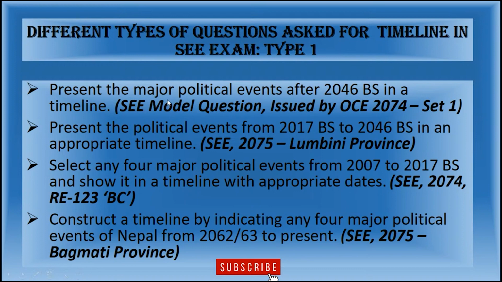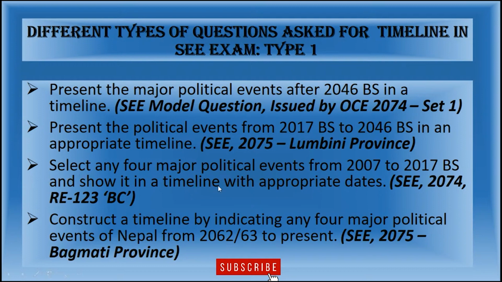Now you have to present the political events after 2046 BS in a timeline, meaning you can select four political events and show them in a timeline. This is the SEE model question issued by OCE 2074 set 1. In the same way, a similar type of question is here: present the political events from 2017 BS to 2046 BS in an appropriate timeline. This was asked in SEE 2074 Lumbini province. These two questions are similar. You have to choose any four political events and present them in a timeline.